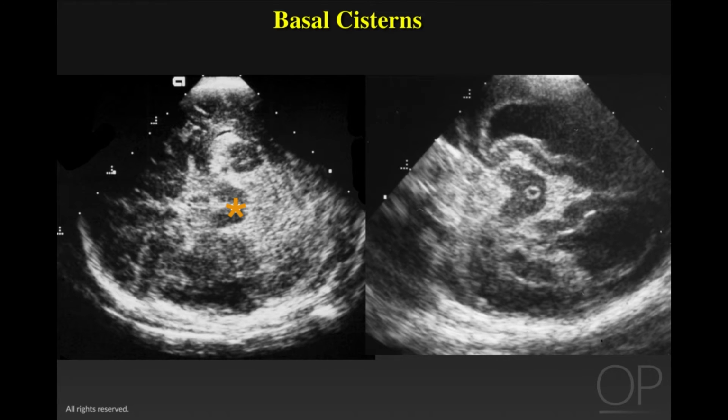The image on your right shows expansion of the basal cisterns with blood in a baby who has a subarachnoid hemorrhage. Here we can see expansion and increased echogenicity filling the basal cisterns and the interpeduncular cistern. We can also see, shown by the blue arrow, a dilated aqueduct of Sylvius surrounded by a thick rim of ependyma consistent with ependymitis. This is the best view for identifying subarachnoid hemorrhage or subarachnoid collections.